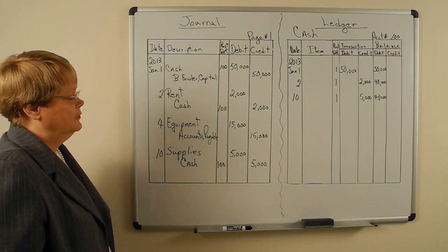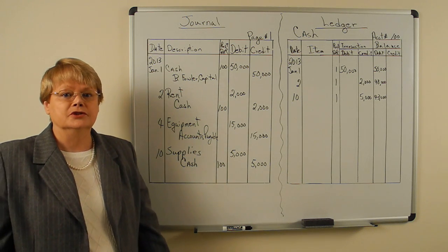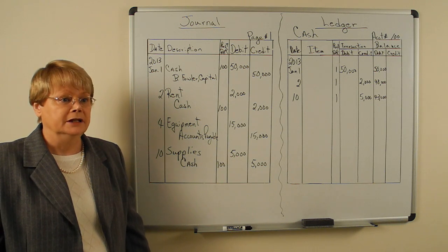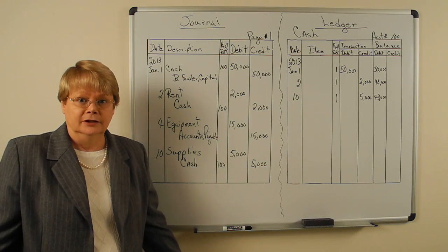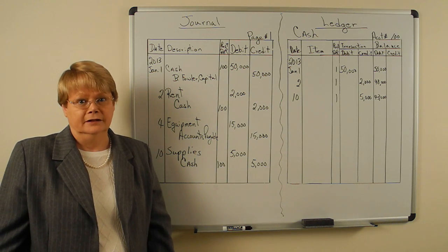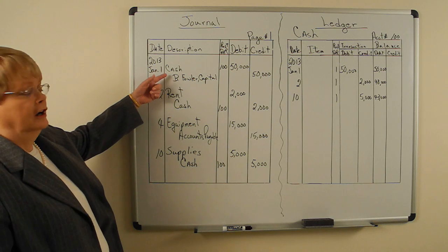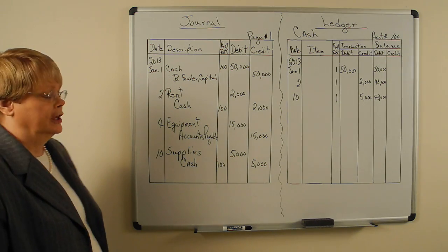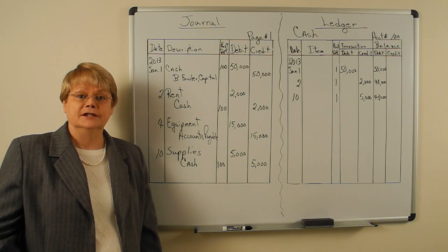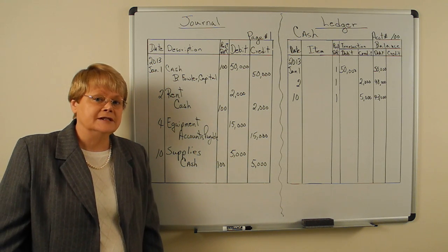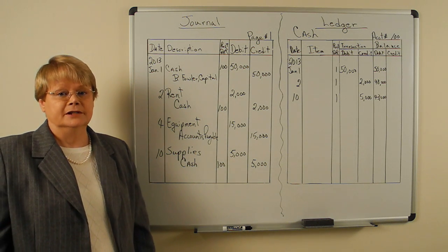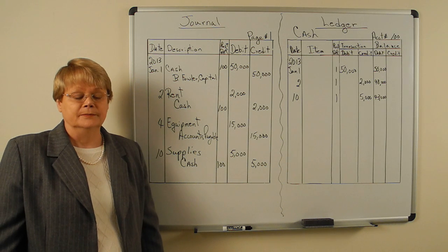Before you actually put a transaction into the journal, you need to analyze the transaction and figure out what's going on. The first step would be to figure out what happened. The second step would be to figure out what accounts are affected. In this case, our first entry, the two accounts that were affected were cash and capital. The third step is to determine whether the accounts are increased or decreased. And then the fourth step is to determine if those increases or decreases resulted in debits or credits based on our debit and credit rules.